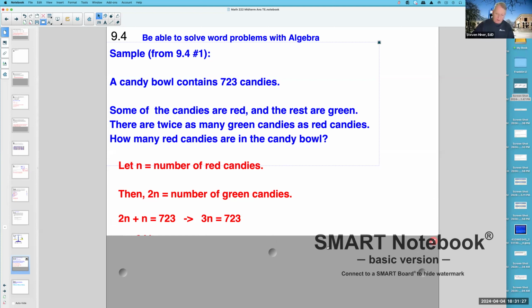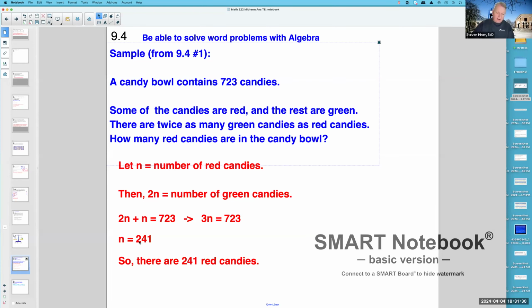Divide by 3, and I get 241. Now, don't forget, n equals the number of red, and we asked how many red, so that's the answer, right? 241. If they said how many green, this isn't your answer. This is just n. The number of green is 2n, and you would have to multiply by 2. Okay? Very important to reread the actual question and see what they're looking for. All right. One more.